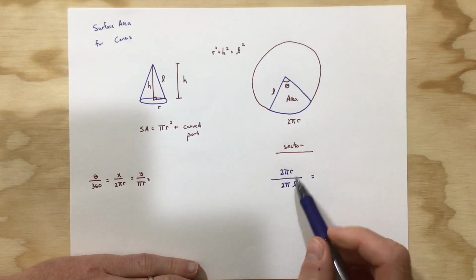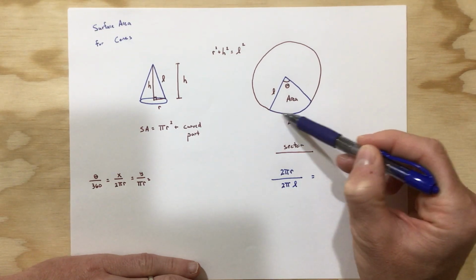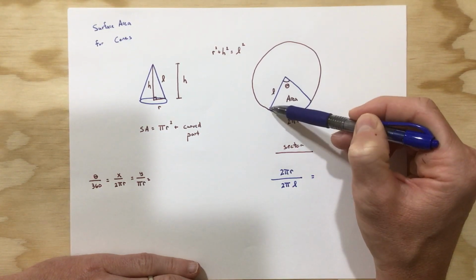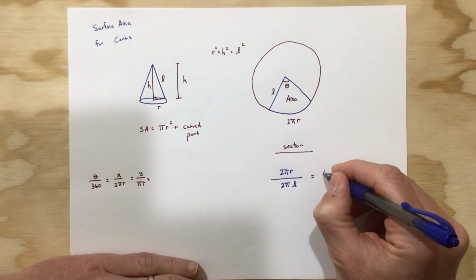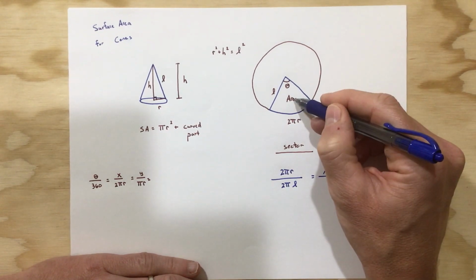Okay, this is arc length. For this sector, this is the arc length of the sector, 2 pi r, and the arc length of the whole circle, the circumference, is 2 pi L, because L is the radius of my new circle. Okay, now I want the sector area, which is A. That's what I want.